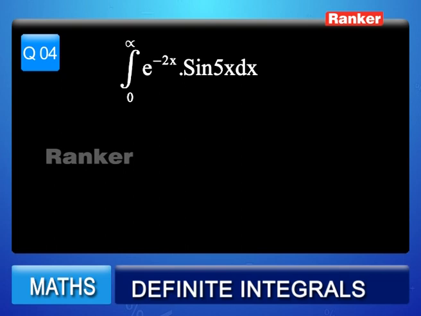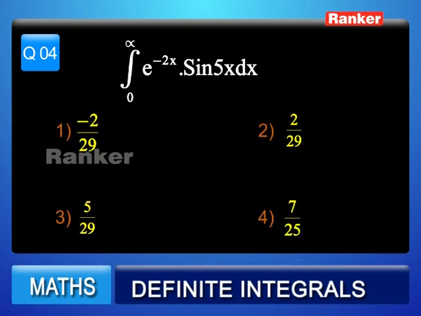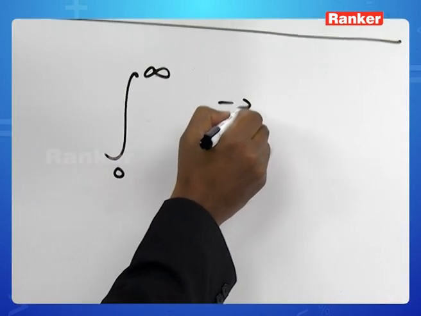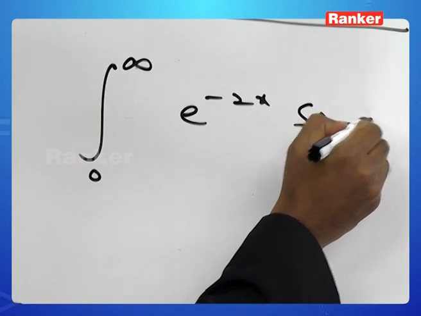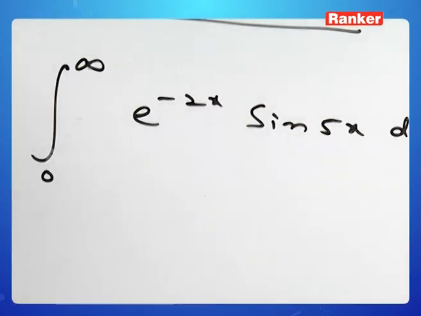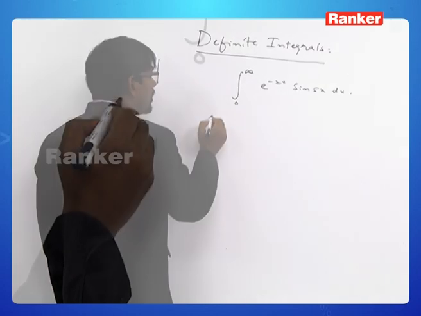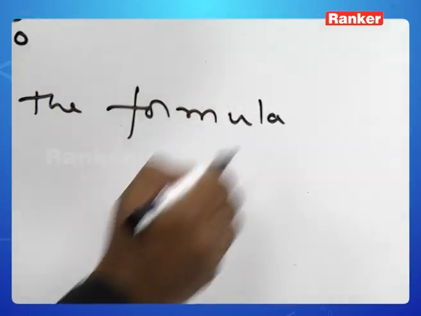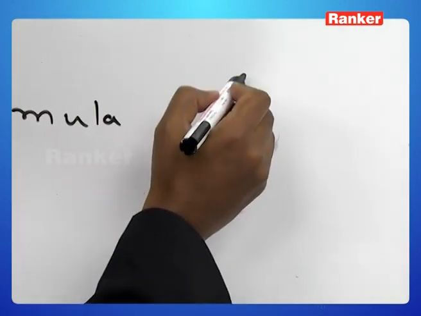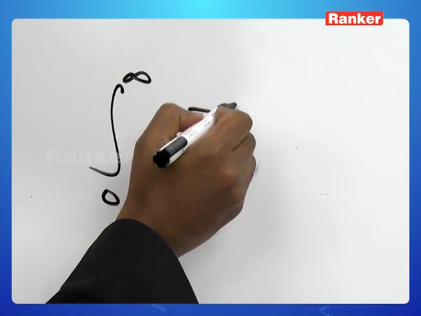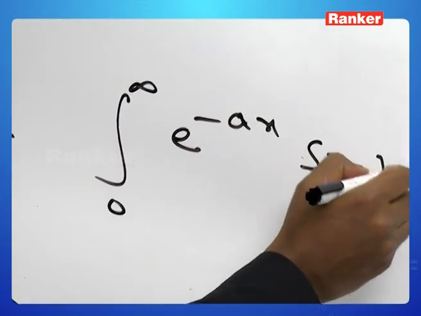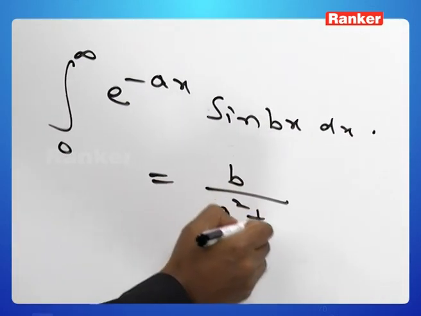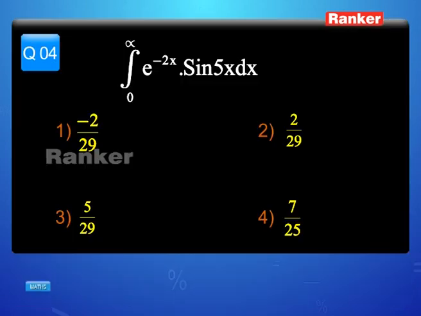Let's move to the next question, question number 4. Integral 0 to infinity e power minus 2x into sine 5x dx. In fact, we can use the formula: integral of 0 to infinity e power minus ax into sine bx dx is equal to b by a square plus b square. We look at the options here.